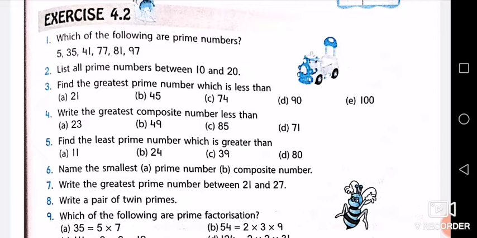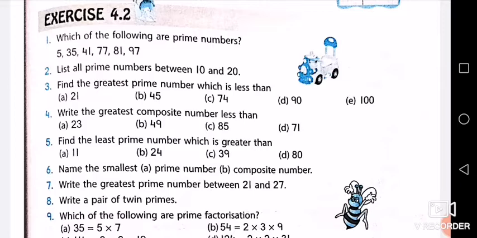Now in this question, is 5 a prime number? Yes, because it has only two factors, 5 and 1. So we encircle 5. Now 35. Is 35 a prime number? No, because how many factors does it have? 1, then 5, then 7, and then 35 itself. So it is not a prime number. Now come to the next, 41. Yes, 41 is a prime number.